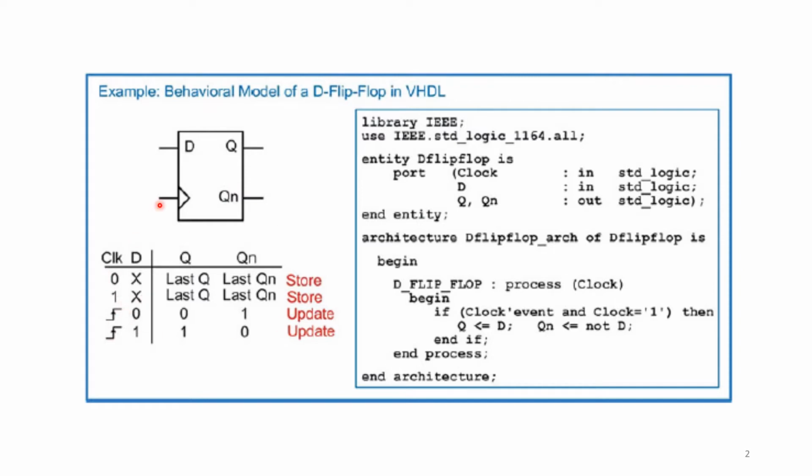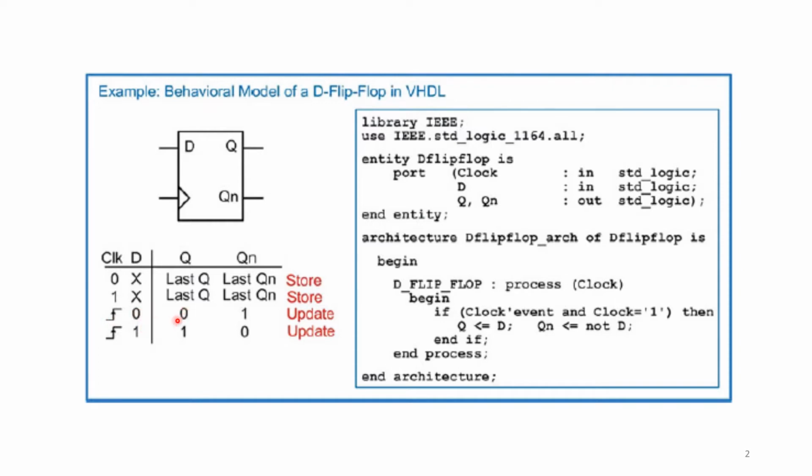So if you look here, when your clock is 0, then it's not doing any function actually, it's storing whatever value you had previously. It doesn't really matter what your D is. Again, if your clock is 1, same thing, storing the values. But if your clock is activated, which means either positive edge or negative edge, then your data will be transferred. So whatever value you have as the input, it will go to the output Q.